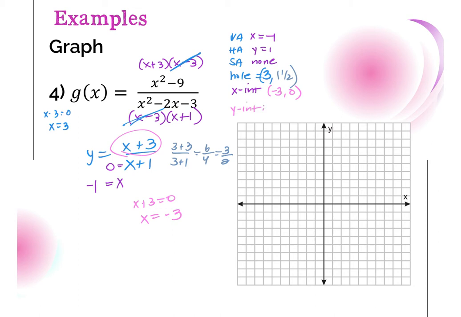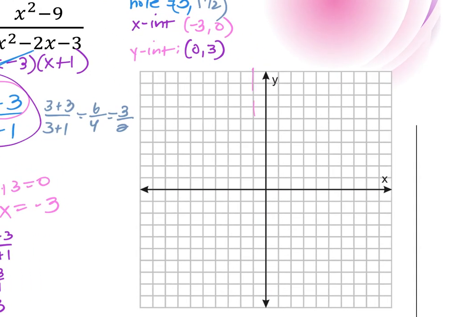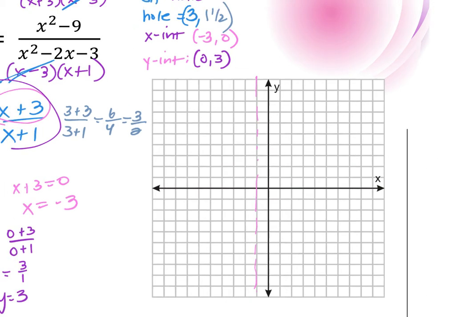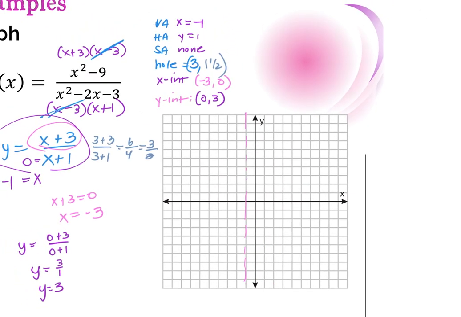Y-intercept comes from plugging 0 into my updated equation. And then I'm going to plot those. All right, so before I even use my graphing utility to figure out my curves, I'm going to plot all the stuff I already know. So a vertical asymptote at -1 means I have a vertical line through -1. A horizontal asymptote at y equals 1 means I have a horizontal line at y equals 1. There was no slant.